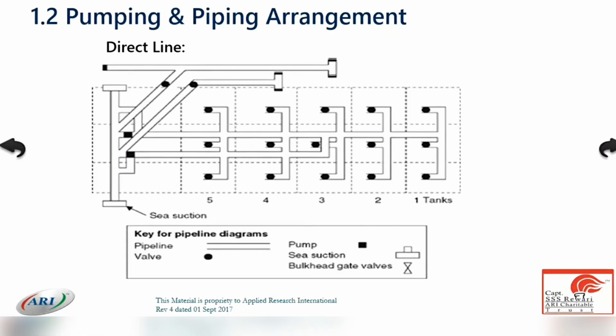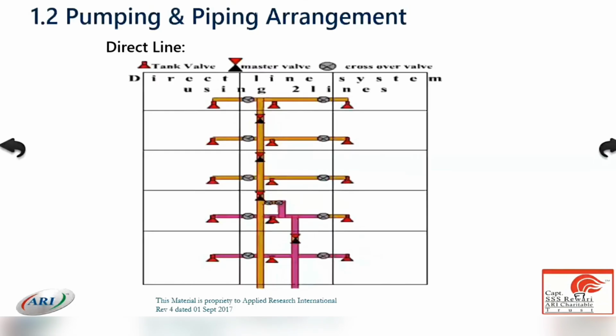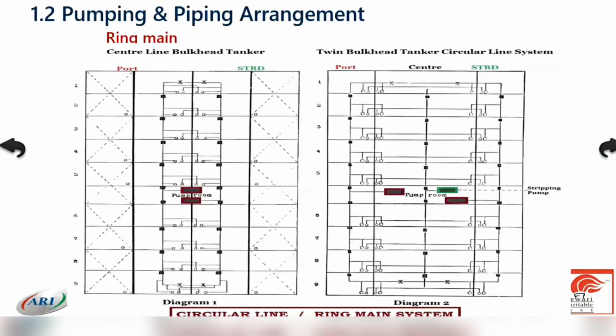This is the direct line system. Another system which is very well known among the product carriers is the ring main system. It is nothing but direct line systems combined together, connected together. And in addition to that, the direct lines connected together make a ring. Making a rectangle, connected together, that's why it's circular. That's why it's called ring main.